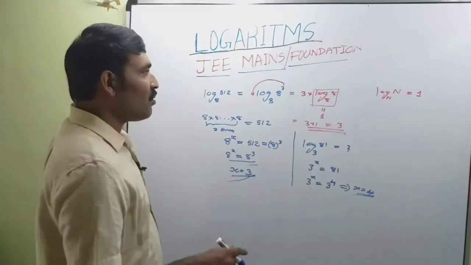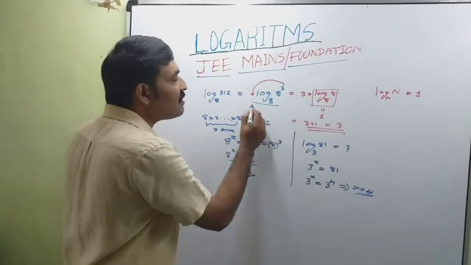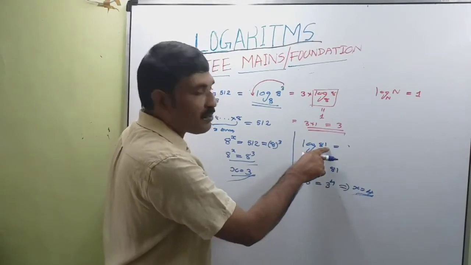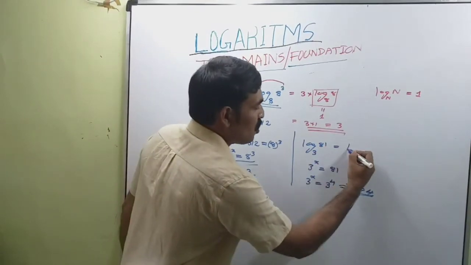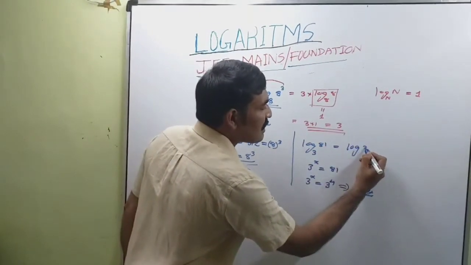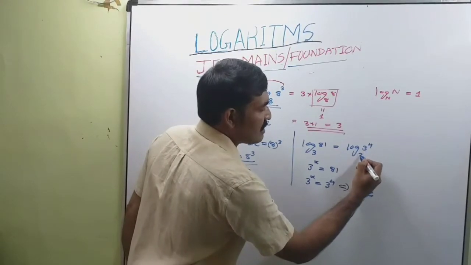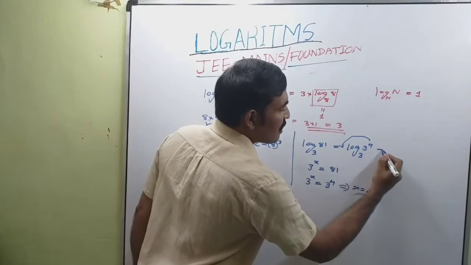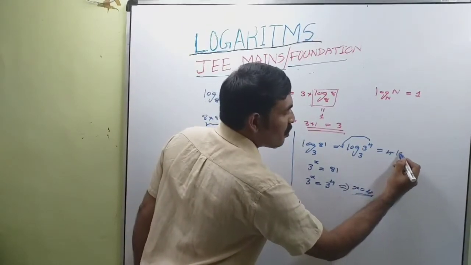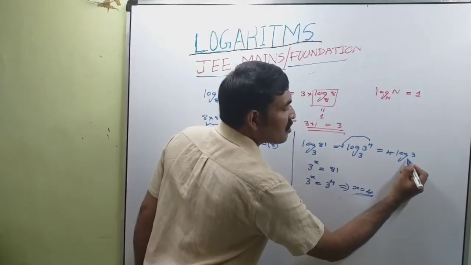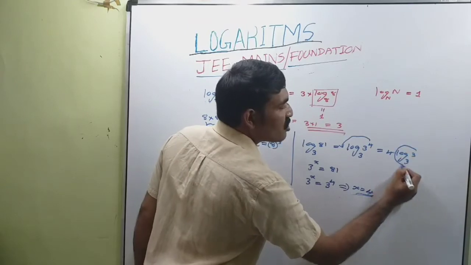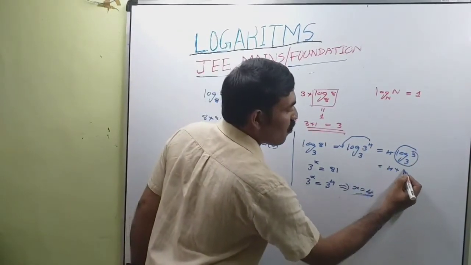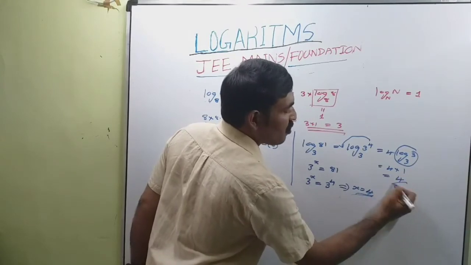Alright. Now by using this technique, we can write log 81 to the base 3 is equal to log 3 raised to 4 to the base 3. Now this 4 will jump to the front. So that is equal to 4 into log 3 to the base 3. And the value of this term is equal to 1. So this is equal to 4 into 1, that is equal to 4.